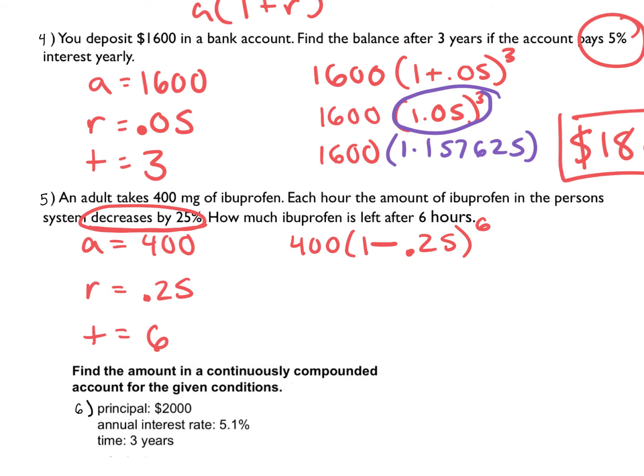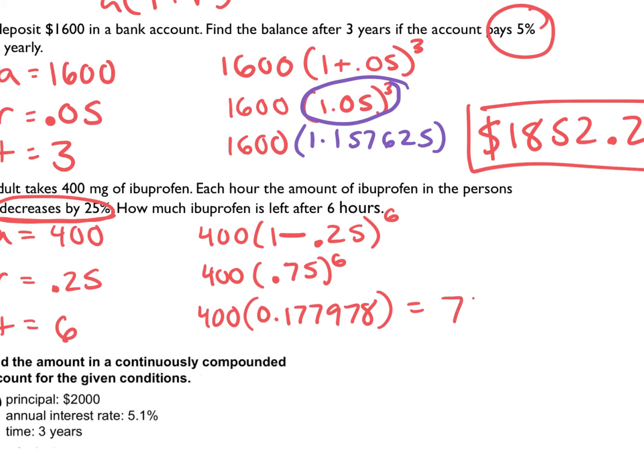So what do I have to do first? Subtract. So 1 minus 0.25 would be 0.75. And then what do I have to do next? The exponent. So 0.75 to the power of 6. So that gives us 0.177978. And then what's the last step? Multiply by 400. So what did we get as our answer? Yep, that works. 71.19, and then it's milligrams here, so we could just put mg.